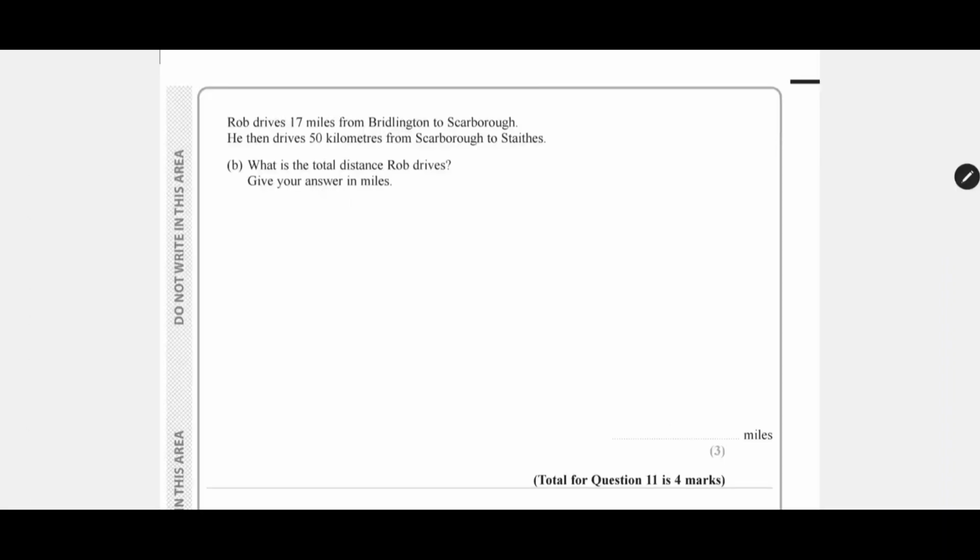Part B says Rob drives 17 miles from Bridlington to Scarborough. He then drives 50 kilometers from Scarborough to Staves. What is the total distance Rob drives? Give your answer in miles. Well, we have the distance from Bridlington to Scarborough, and that's 17 miles. Now, the question is asking us to give our answer in miles, and so we need to convert the distance from Scarborough to Staves. Now, we know that's 50 kilometers.